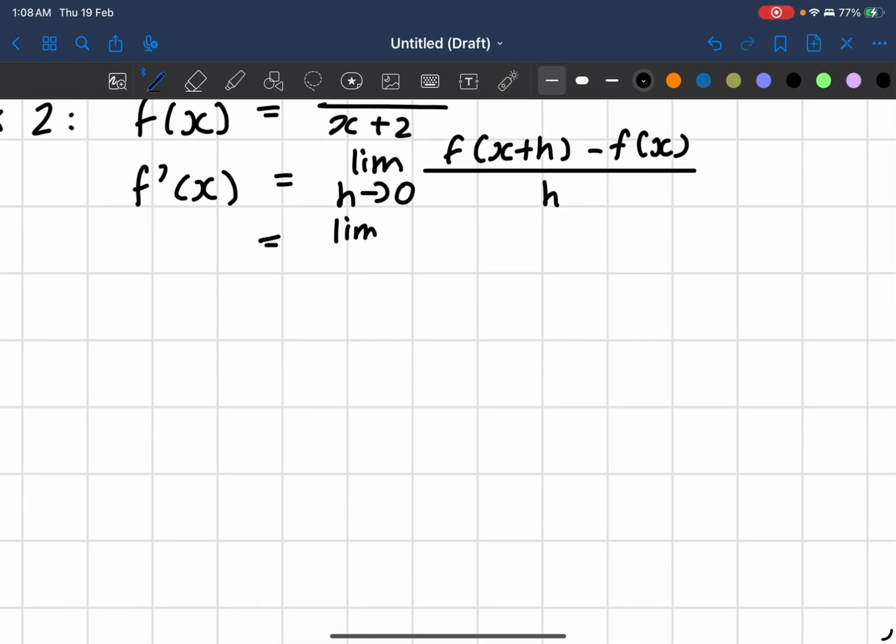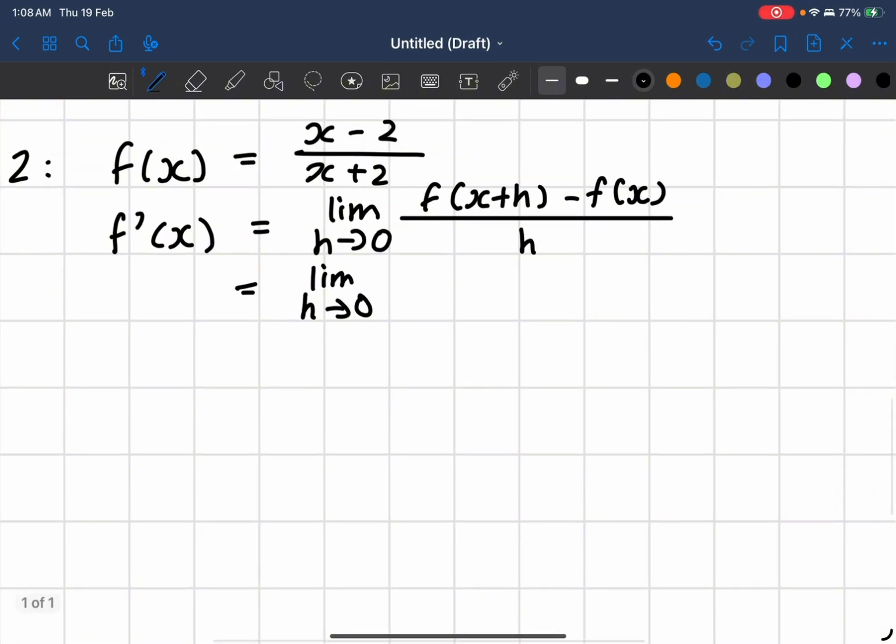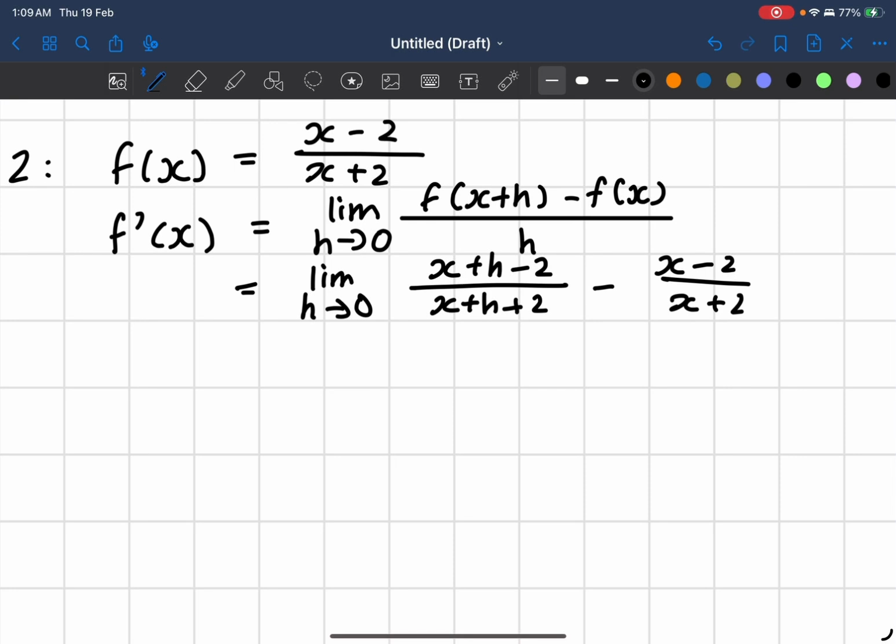Now we can just copy this limit, and we can go straight into the x plus h part. So as we discussed in the last question, when we have f of x plus h, we essentially just replace the x with x plus h. So on the top part, so the numerator of the fraction is going to be x plus h minus 2 over x plus h plus 2 minus x minus 2 over x plus 2, because that's just our function, all divided by h. Okay, perfect.